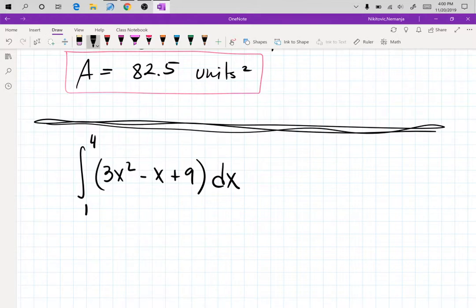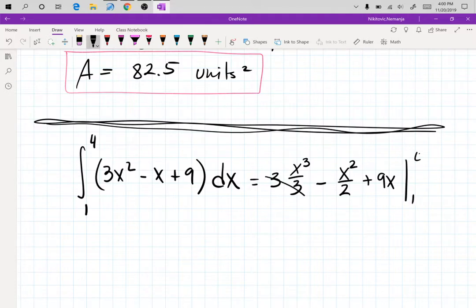You guys have a different calculation for the same thing. What's the integral of 3x squared? Well, you know that you are supposed to copy the 3, and the integral of x squared is x cubed over 3, and these guys will cancel. Minus x squared over 2 plus 9x from 1 to 4.